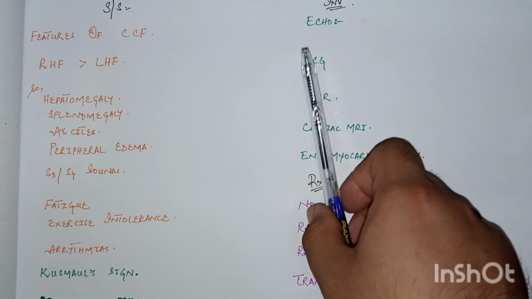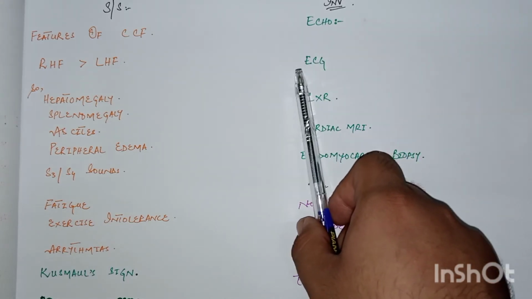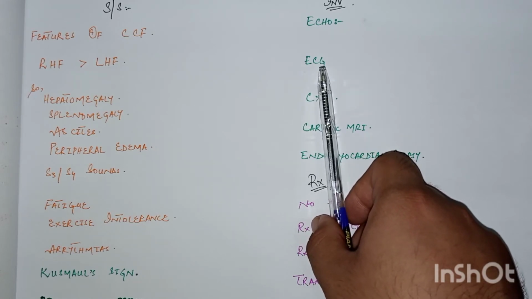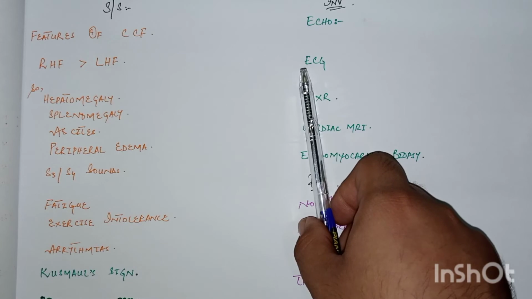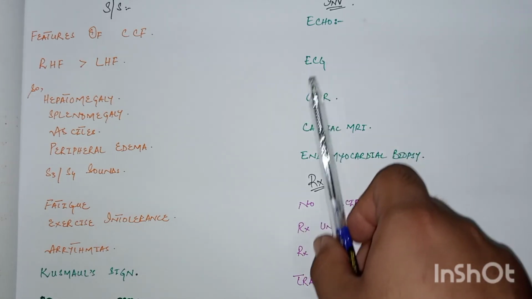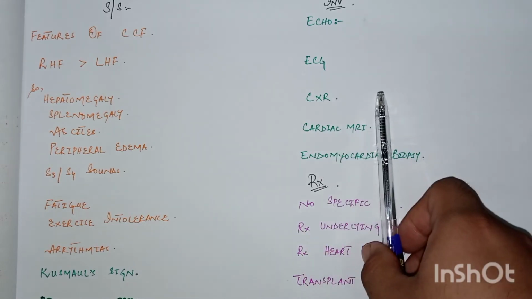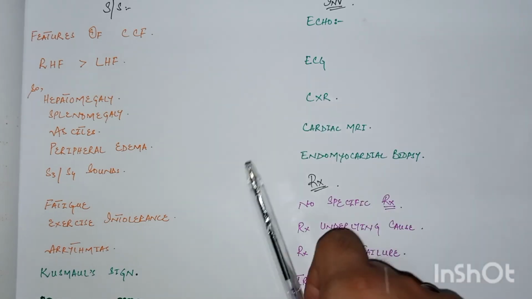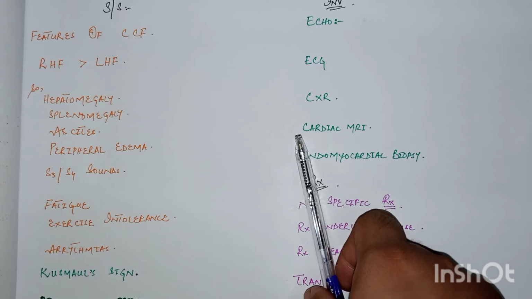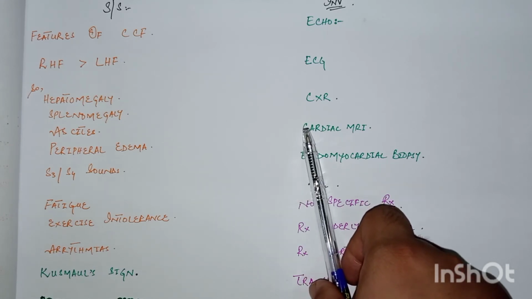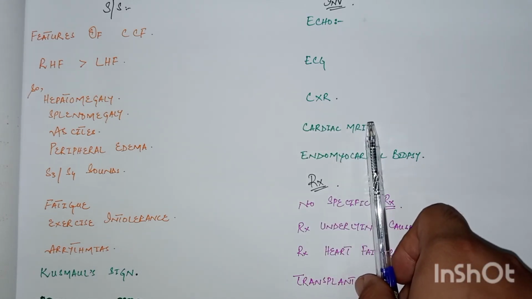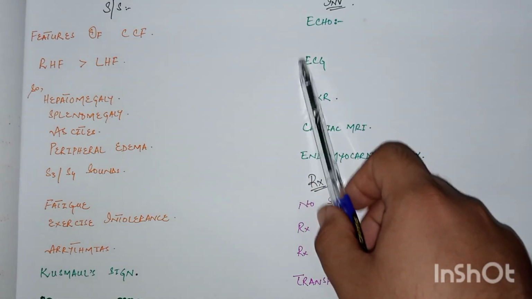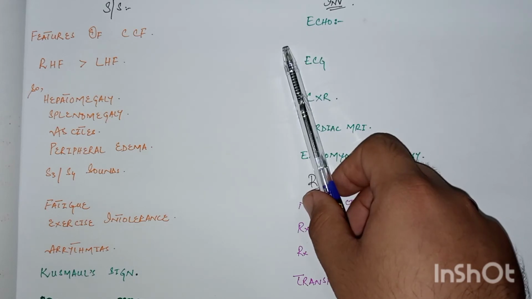The other investigations include the electrocardiogram, that is ECG. It shows low voltage QRS complexes, conduction abnormalities, and features of arrhythmias. The chest X-ray shows normal size of both ventricles but enlargement of both atria. Cardiac MRI is another diagnostic test, and also endomyocardial biopsy. So these are the investigations for restrictive cardiomyopathy.